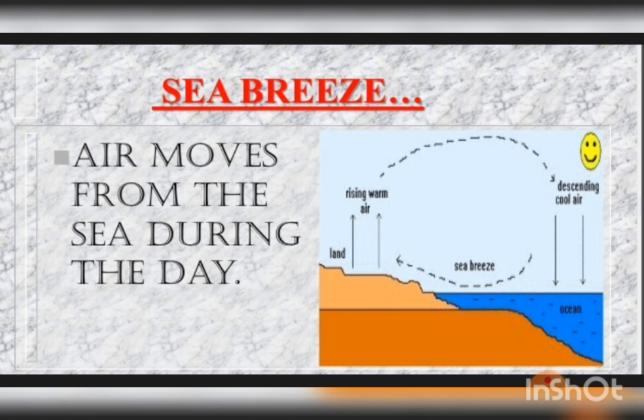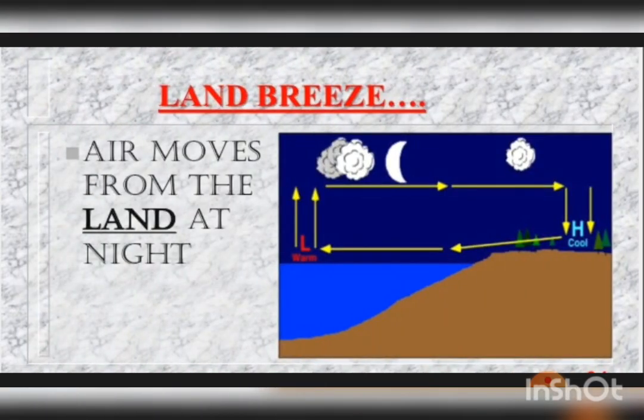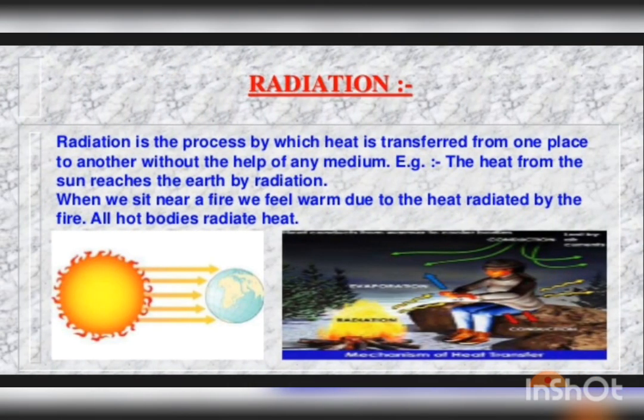See what happens in the diagram also. The air on the land gets lifted, rising warm air, and the dense, cool air, that is the sea breeze, rushes towards the land. Whereas in a land breeze, during the night time, the land gets cooled very fast and the air moves from the land towards the sea, because the sea water gets cooled very slowly. That is called a land breeze.